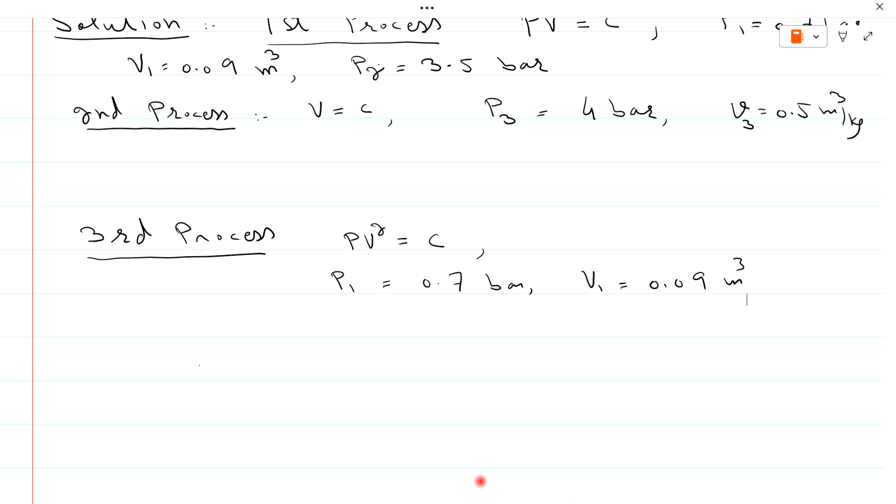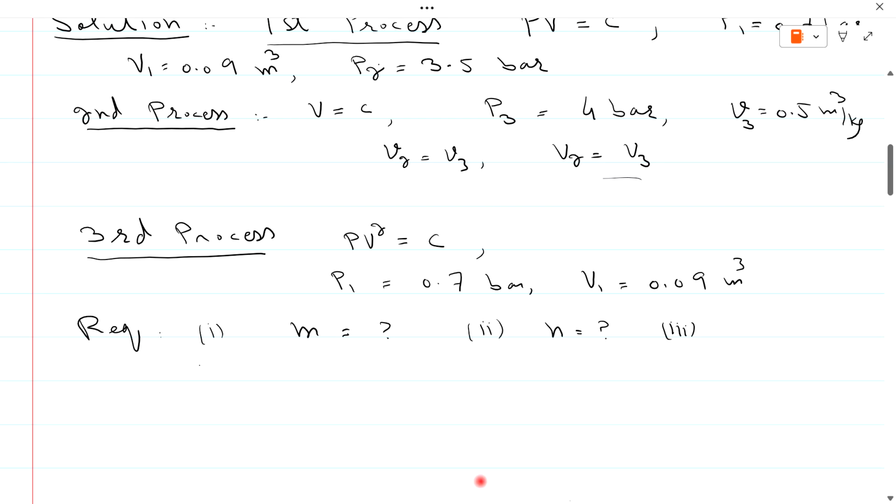So here V2 and V3, this is a constant volume process. It means that V2 is equal to V3 in total volume, so we can find V2 and V3 easily. The required data: number 1, mass of the fluid. Number 2, find n from the first process. And number 3, find the net work done for the cycle.